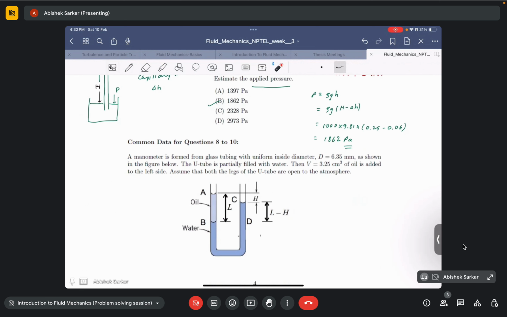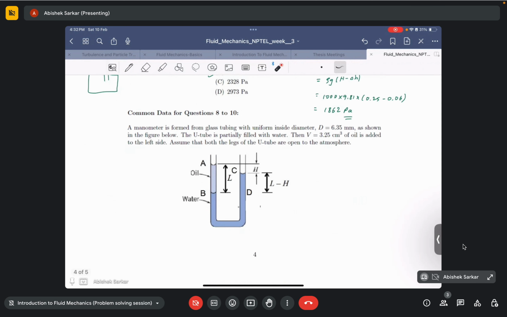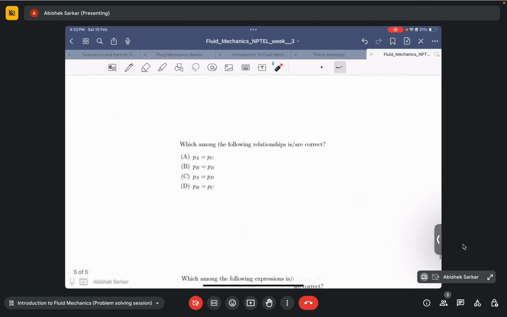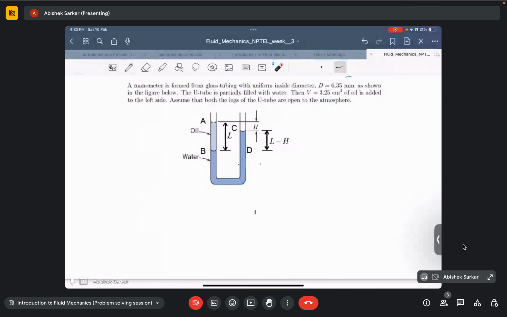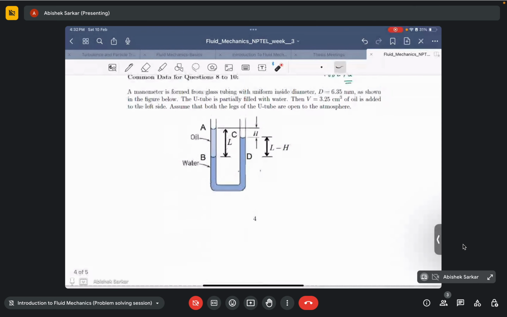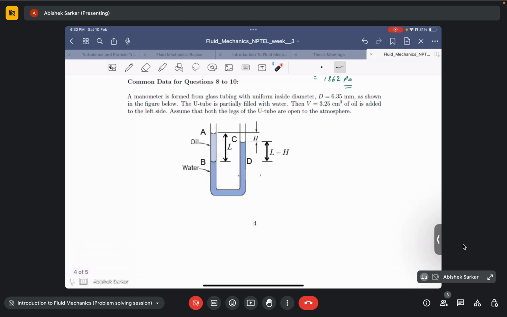Okay then. So we are in the final question. So again, it's based on manometer. So I insist that either you take the screenshot of the question or of this diagram, or you can draw it, while I am dictating the question. Okay. So this is the final question.